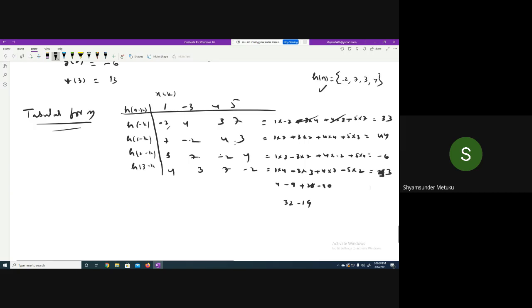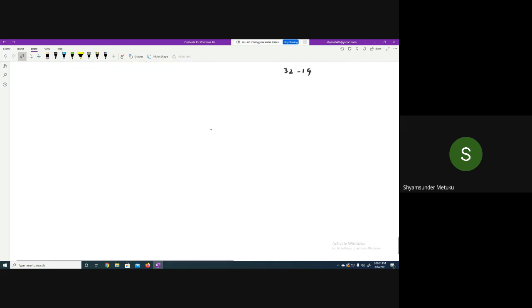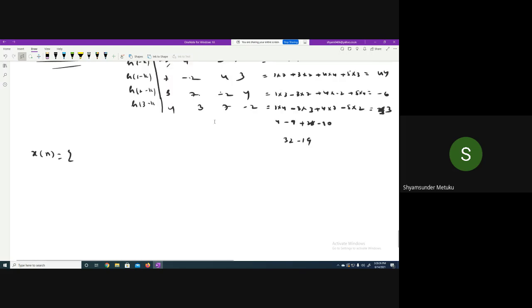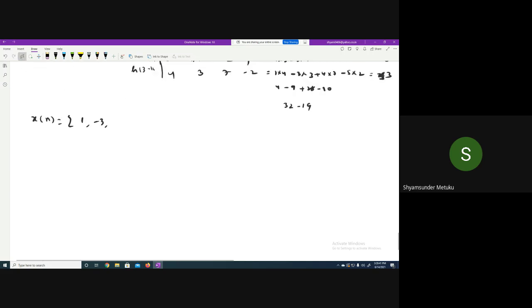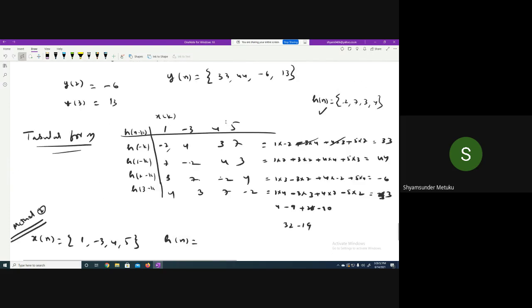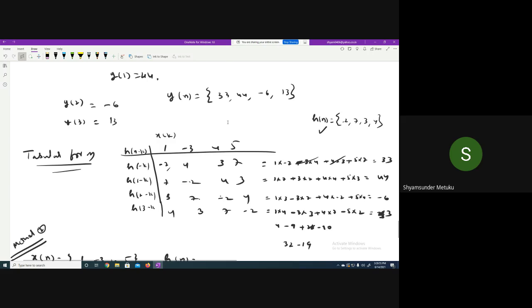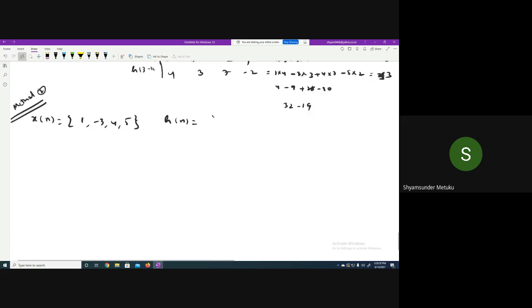Now I am giving the last method, in the circular fashion. Whenever signals are given, x of n is equal to what is given? 1, minus 3, 4, 5. H of n is equal to, this is basically method 2, h of n is given as minus 2, 7, 3, 4. Now, same thing: what I said, in circular fashion, you write this way.